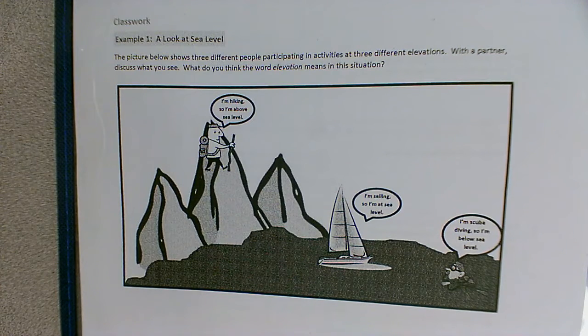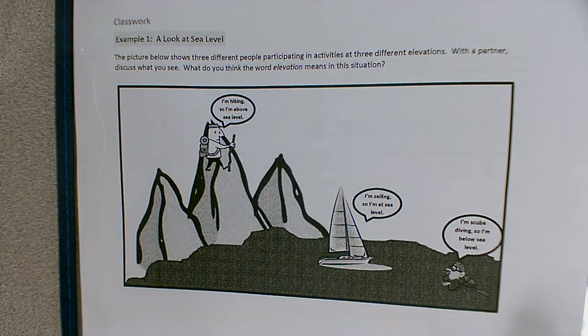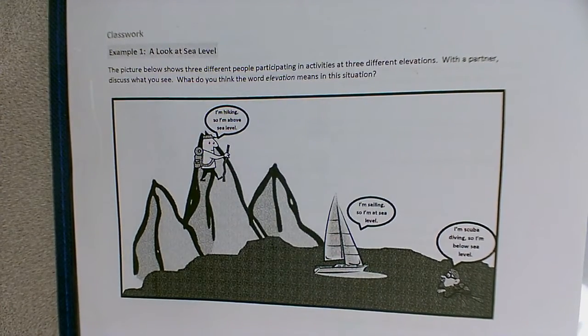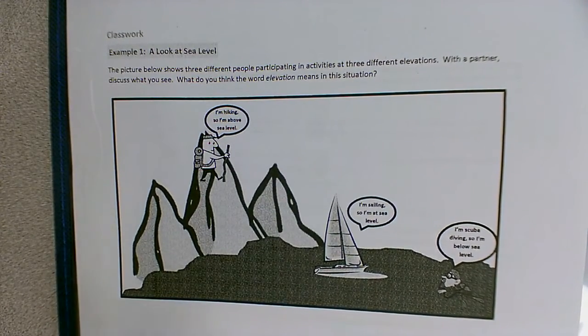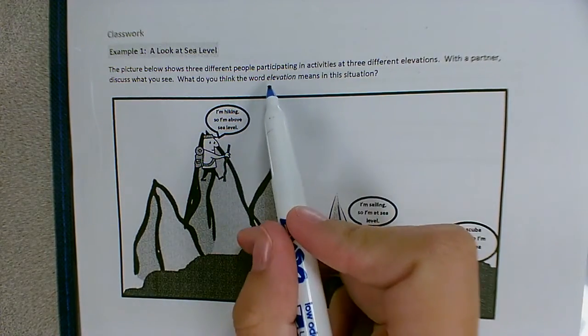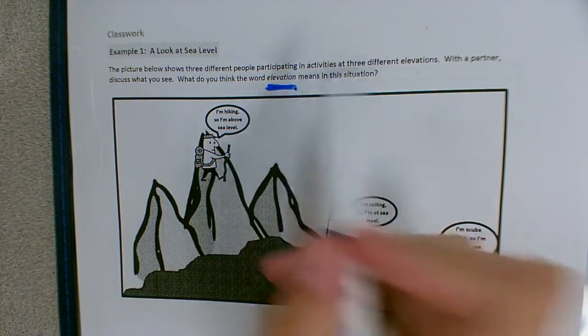All right, sixth graders. So today we are going to continue with our real world positive and negative numbers and zero. So we're looking at the first page. Example 1 says look at sea level. The picture below shows 3 different people participating in activities at 3 different elevations. And we have to think about, what does elevation mean in this situation?